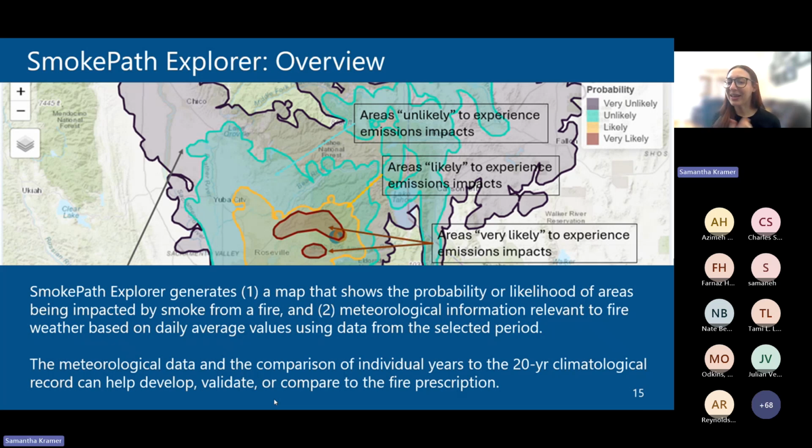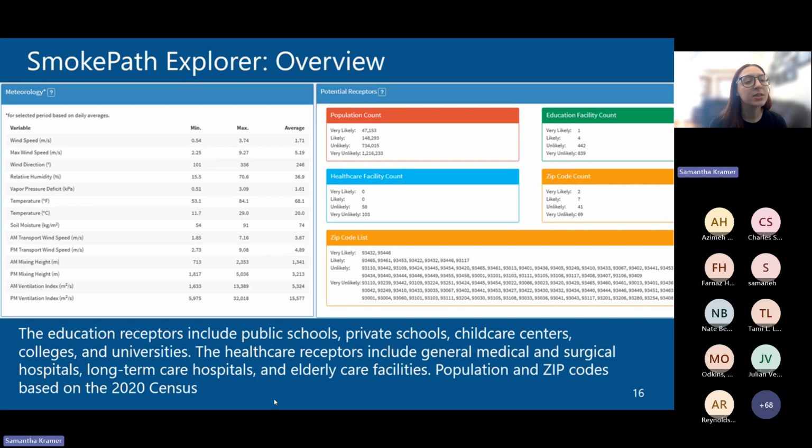Again, we went with this very unlikely to likely scale just to ease the interpretation and communication of what these contours represent. And also for this exact same location, you will get a climatological record that corresponds with that location and the time periods that you selected. And I will show you what that looks like.